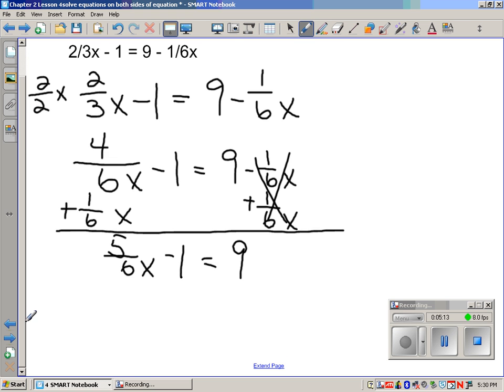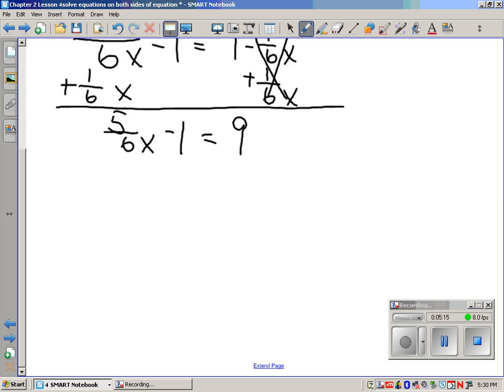Let's give ourselves a little more room to finish our problem. Now we have 5/6 x minus 1 equals 9. Once again, let's get rid of the number that is not associated with the variable, which is negative 1. Let's move that to the other side of the equation.